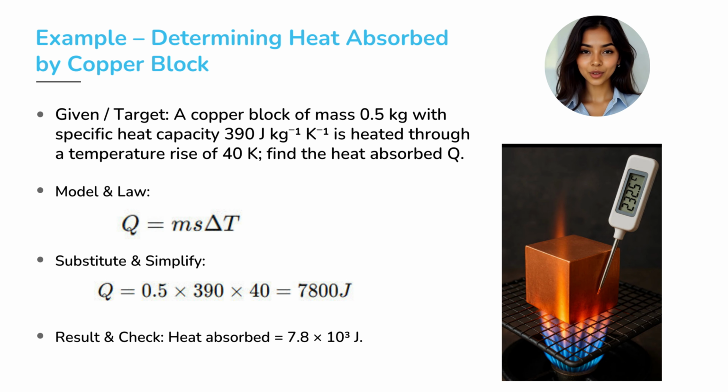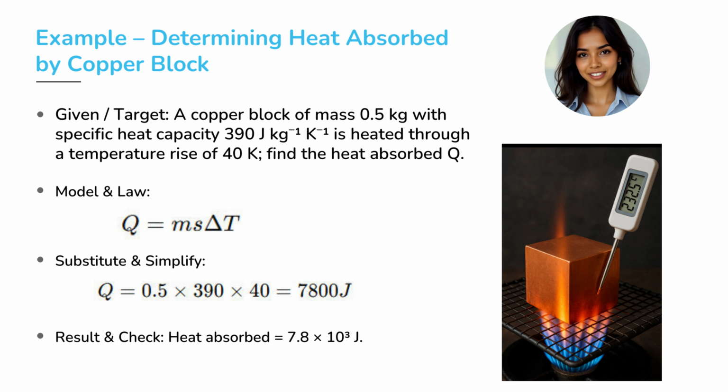Let's apply our formula to a simple numerical example. Suppose we have a copper block of mass 500 grams, which is 0.5 kilograms. Its specific heat capacity is 390 joules per kilogram per Kelvin, and its temperature rises from 20 degrees Celsius to 60 degrees Celsius, a change of 40 kelvins. We need to find how much heat the copper block absorbed.